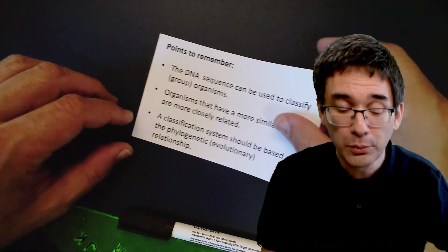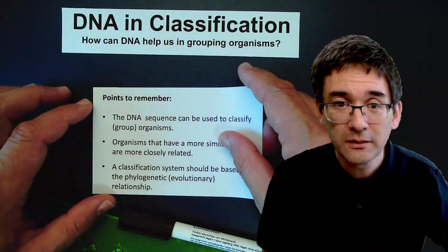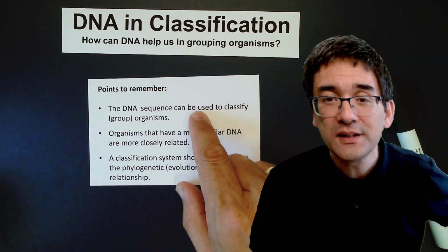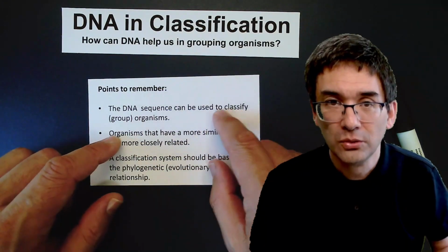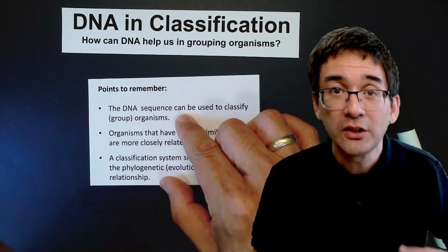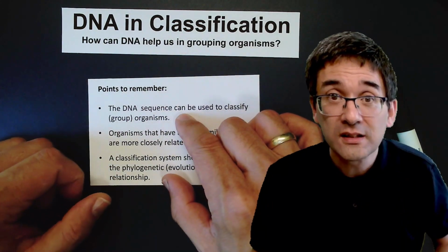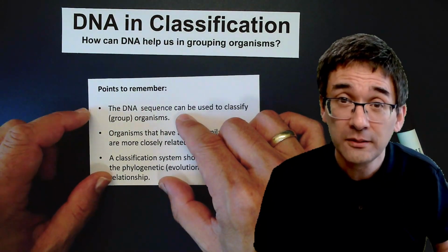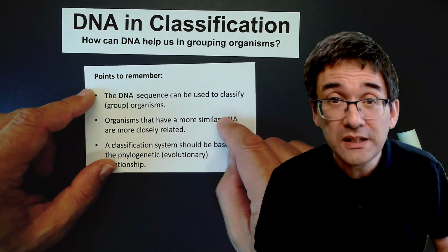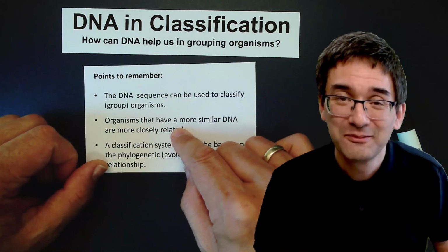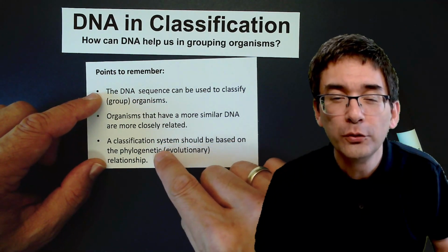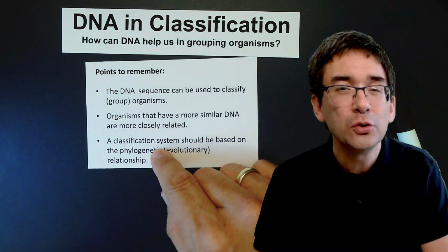But of course, there are a few points that you should remember. Okay, and this can also go, of course, into your notebook. It's very important that the DNA sequence can be used to classify, to group organisms together. This is what I tried to show you. So we try to not look at the external characteristics, at fur color or at size. We try to avoid that, but we try to look at the DNA. And organisms that have a more similar DNA, they're more closely related. Okay, and the classification system should be based on the phylogenetic, the evolutionary relationship, and not on how similar they look.